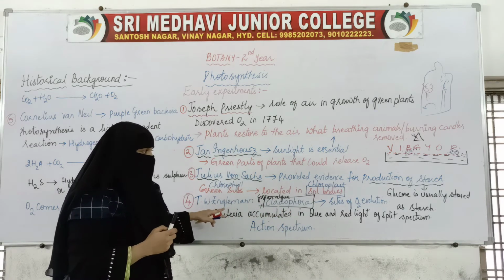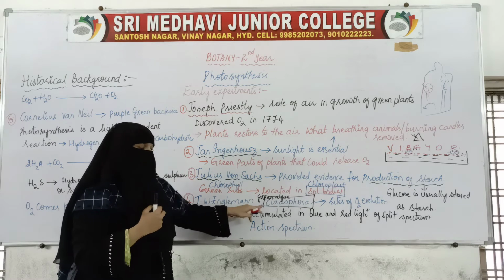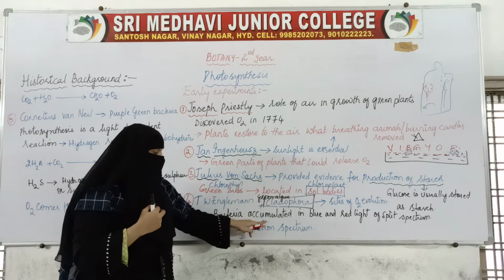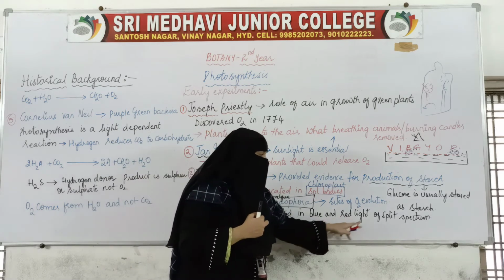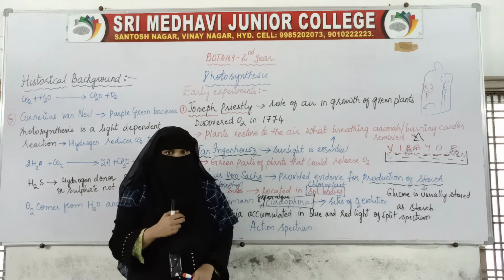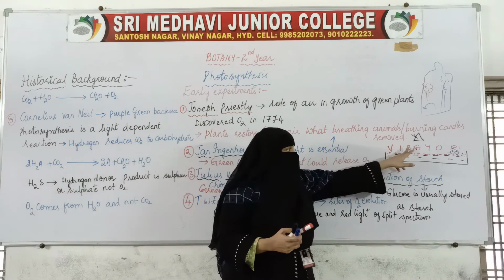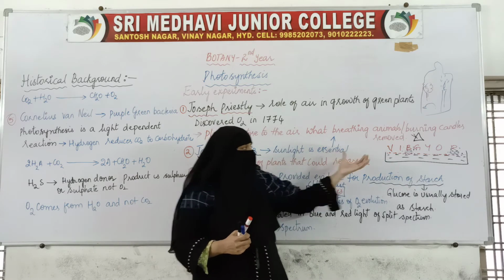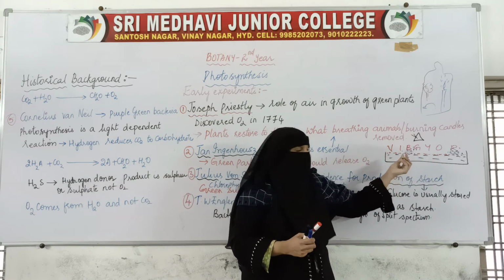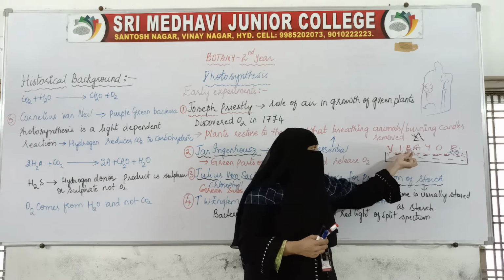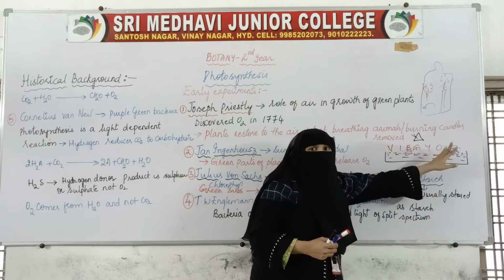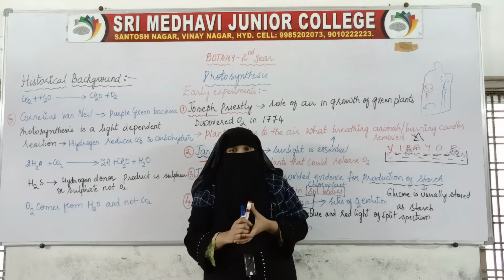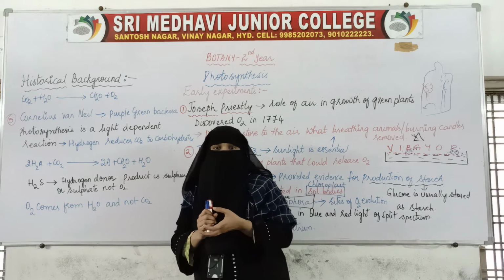So what Engelmann said, he used this cladophora and along with this prism, he said that bacteria accumulated in blue and red light of the split spectrum. So we are splitting this light now into the split spectrum. This is the split spectrum where this bacteria accumulated. The bacteria was spread here, but few bacteria accumulated in this region and few bacteria accumulated in this region. So this was the first action spectrum.